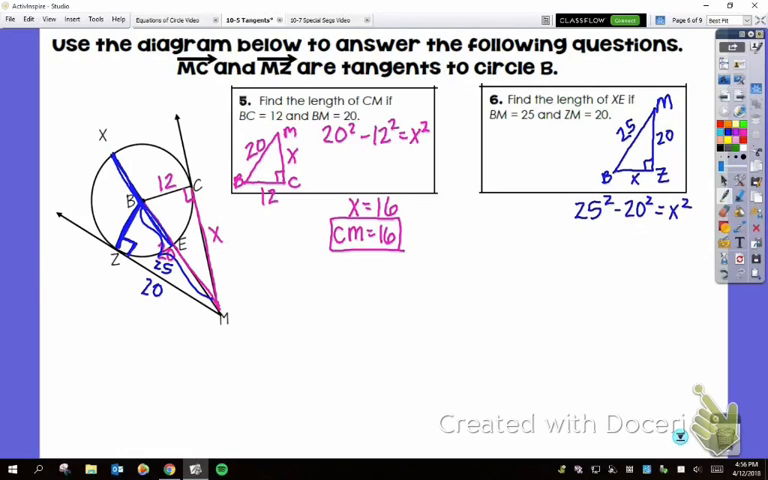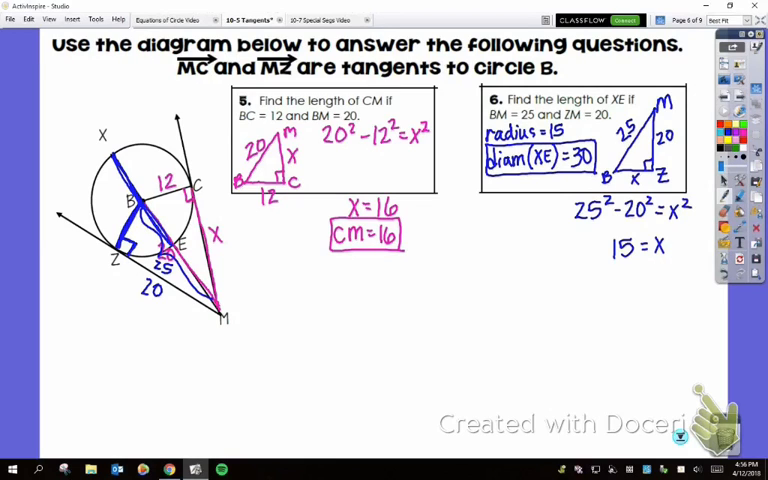If you do that math, then you end up with x equals 15. But we're not done, all right? BZ is 15, which is your radius. So if the radius equals 15, then to find the diameter, which is our XE, we double it and we get 30. Okay?